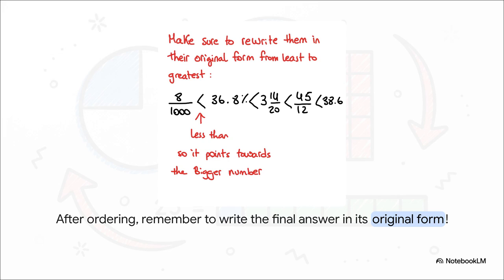But, and this is super important, when you write your final answer, you have to write the numbers back in their original form. So you use the decimals to figure out the order, but you present the final answer using the original numbers. And that little symbol, by the way, that's the less than sign. Just think of it like a hungry alligator's mouth that always wants to eat the bigger number.